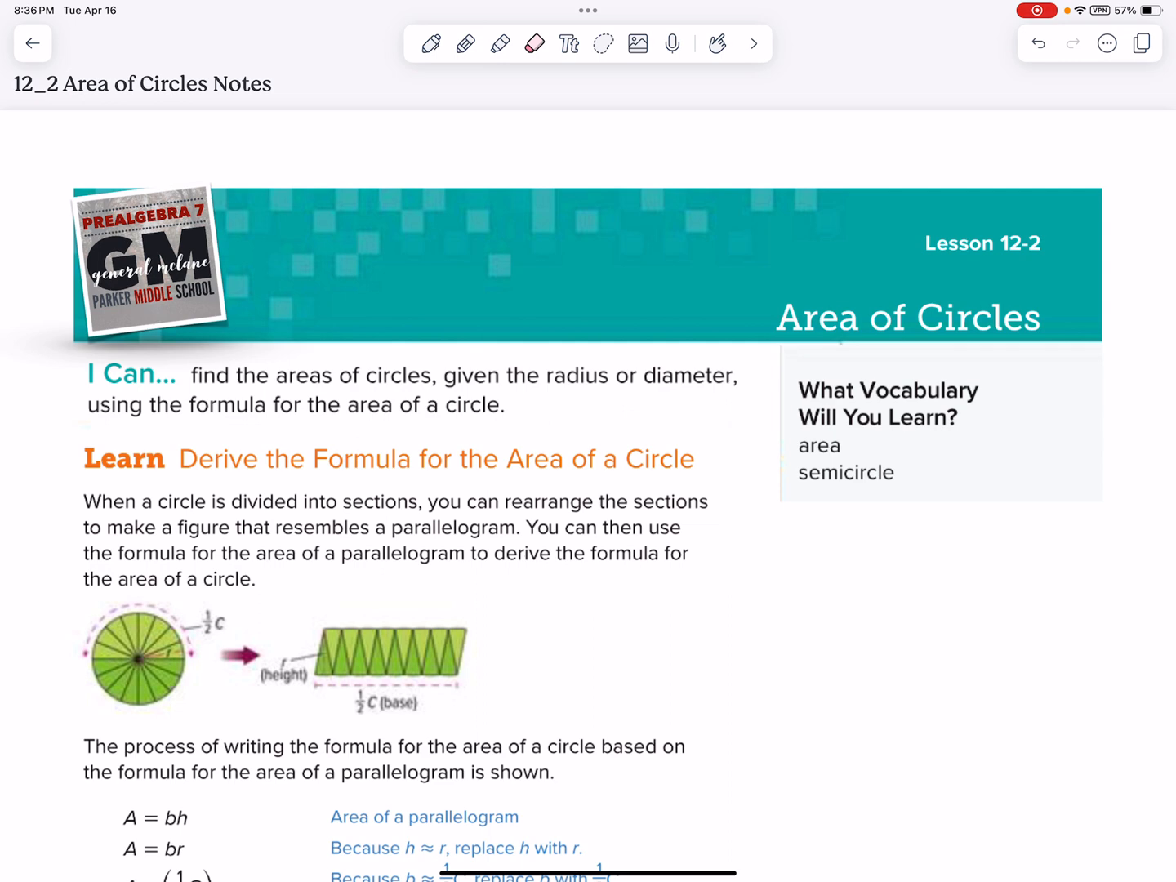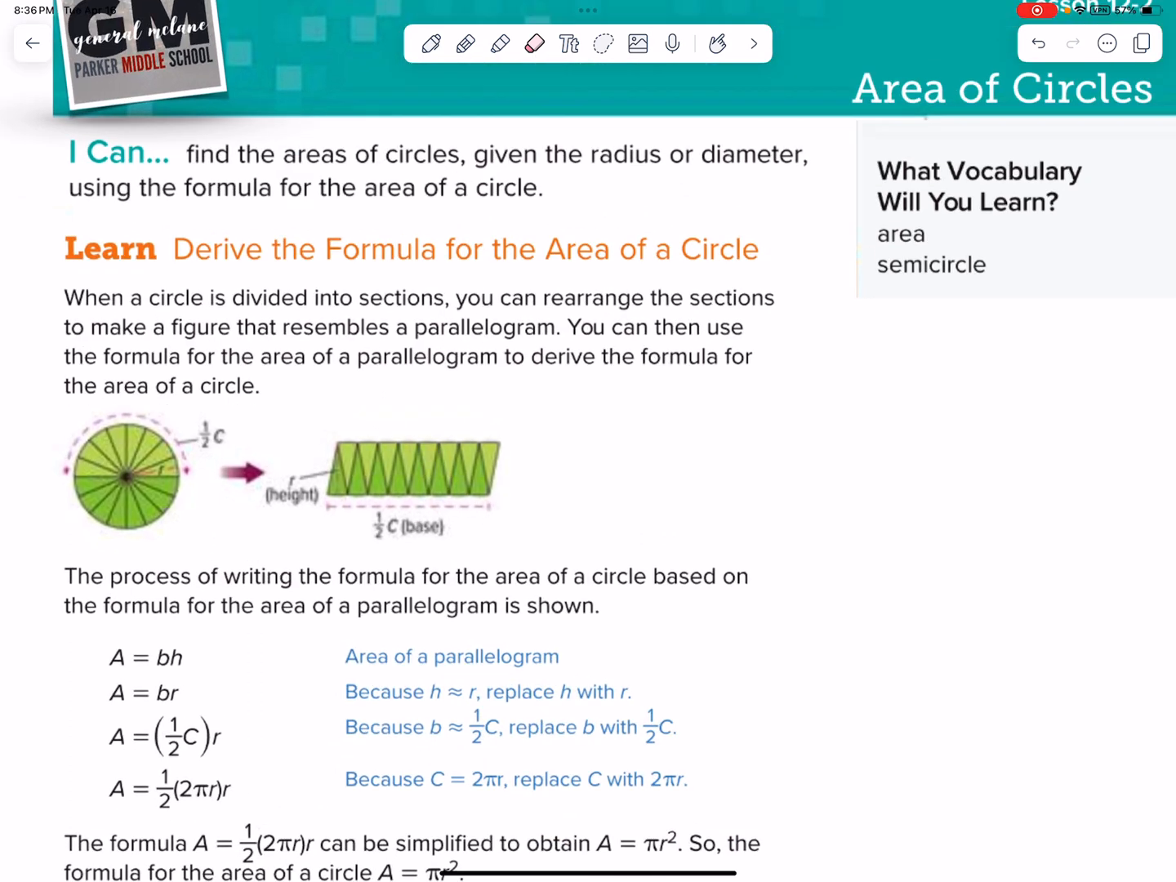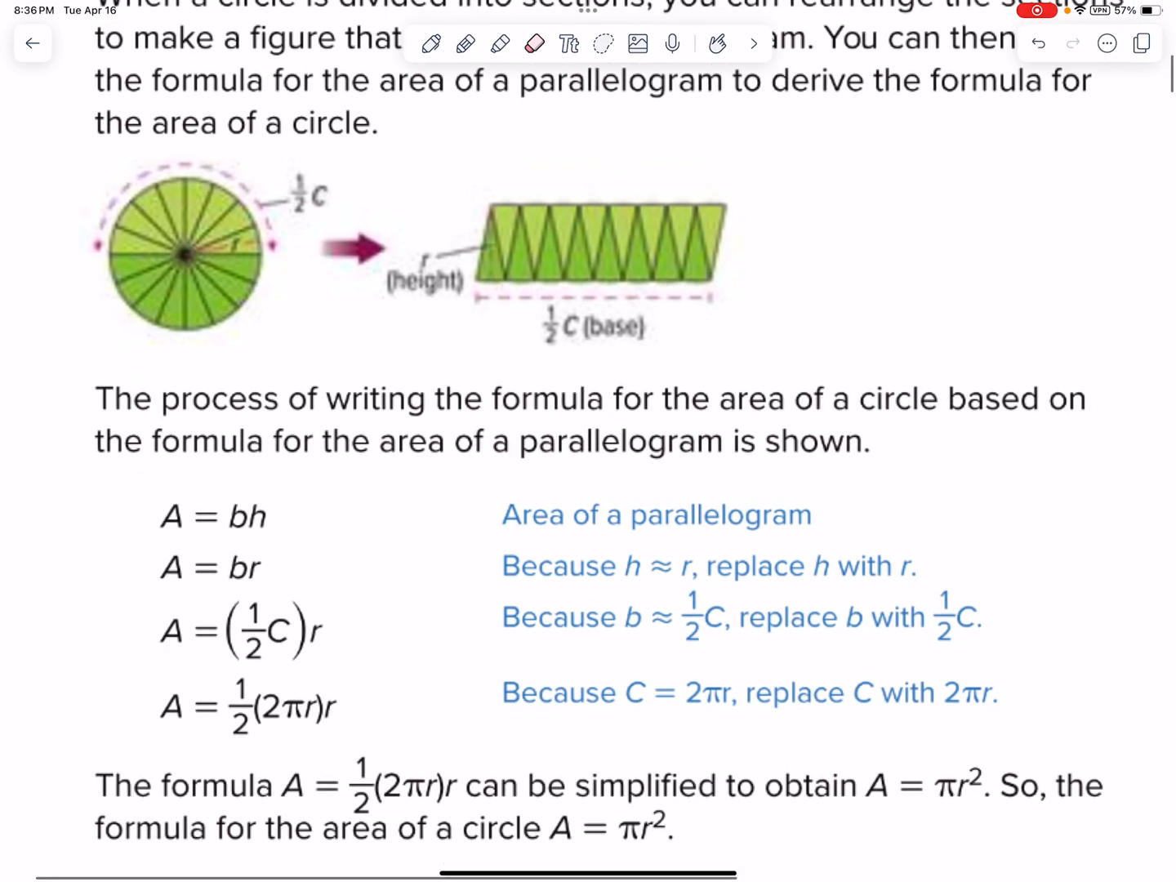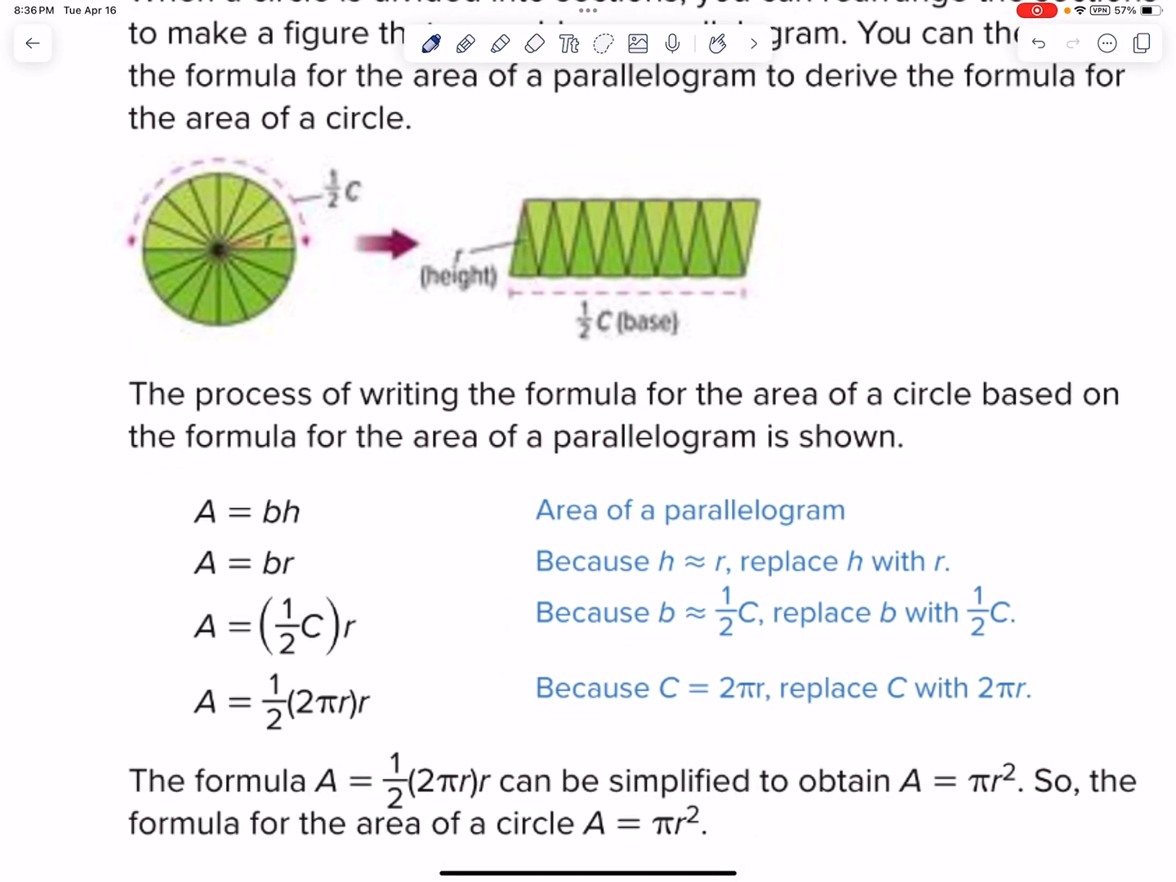Your I can statement is I can find the areas of circles given the radius or the diameter using the formula for areas of a circle. So let's go ahead and explore this. This part, you can sort of ignore me, or if your brain is ready to handle it, go ahead and come along for the ride.